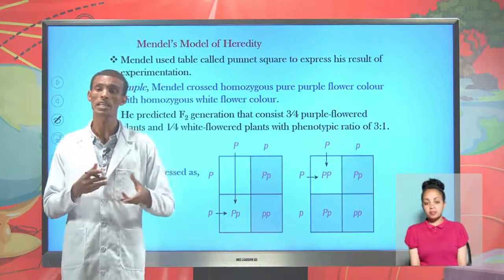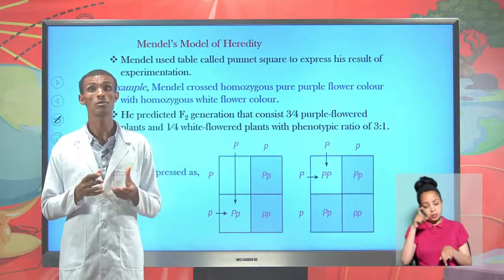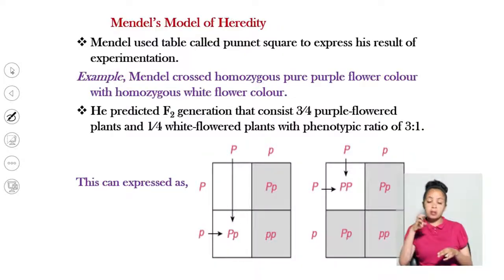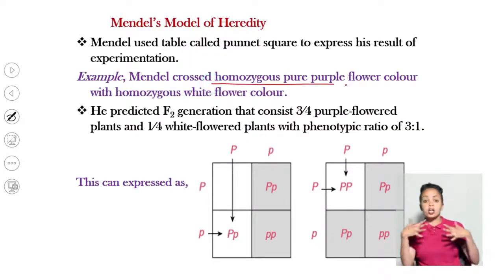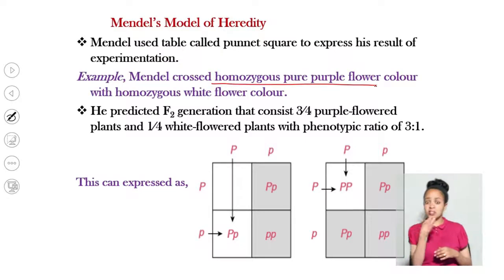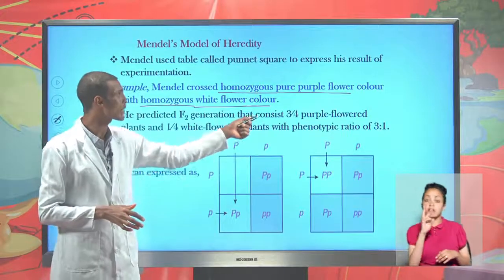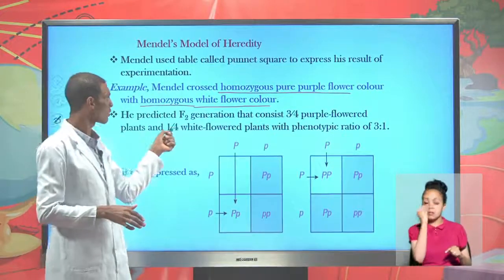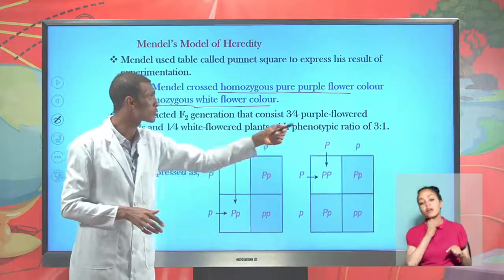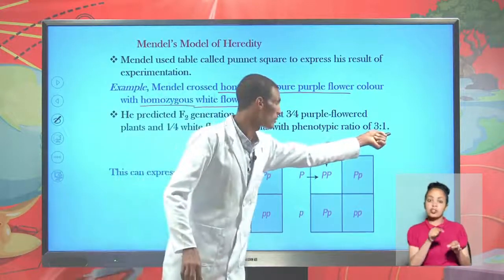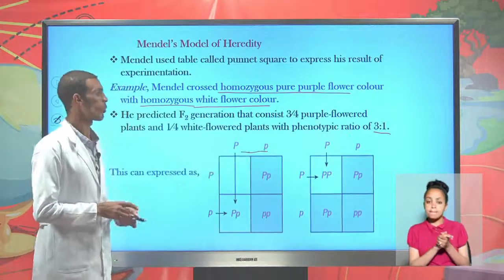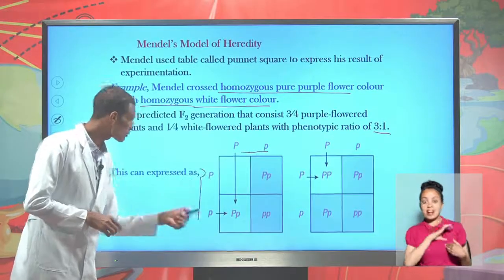During his cross activity, Mendel used a model called the Punnett square. Mendel crossed a homozygous purple flower with its recessive. He predicted an F2 generation that consists of 3/4 purple flower plants and 1/4 white flower plants, with a phenotypic ratio of 3:1. Here, he takes one character that comes from the whiteness one, and one character that comes from the purpleness one.